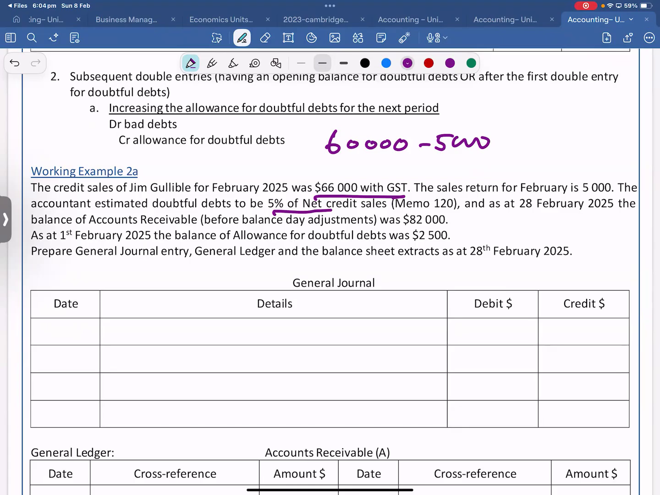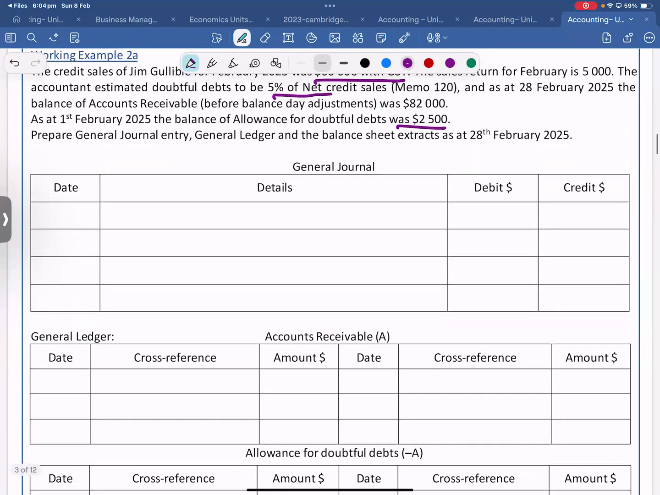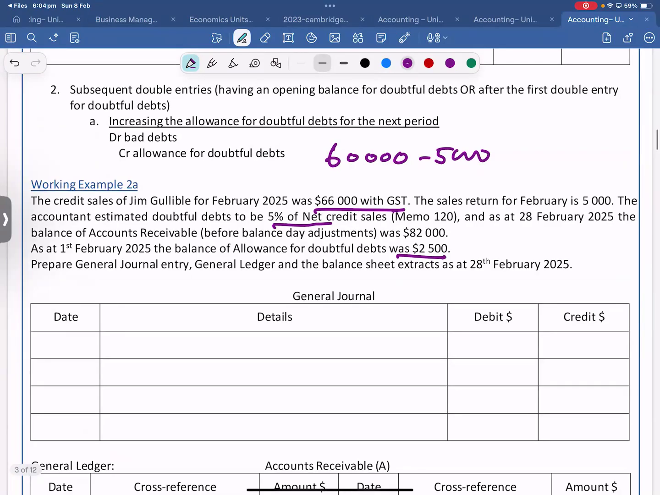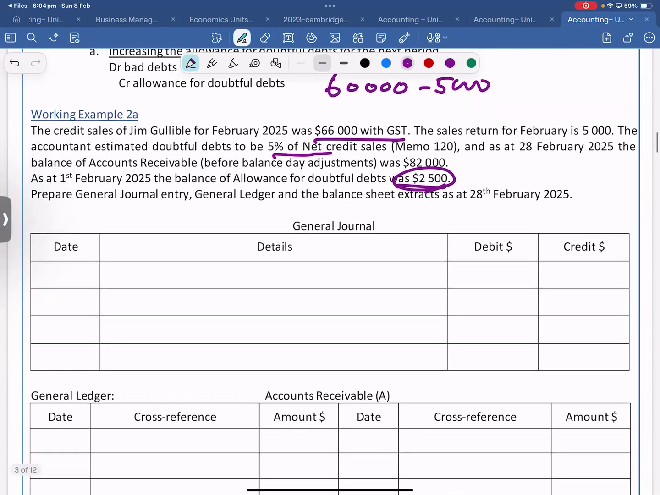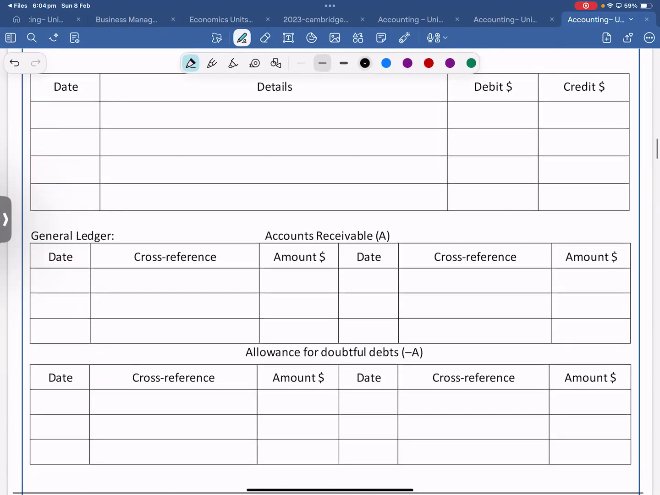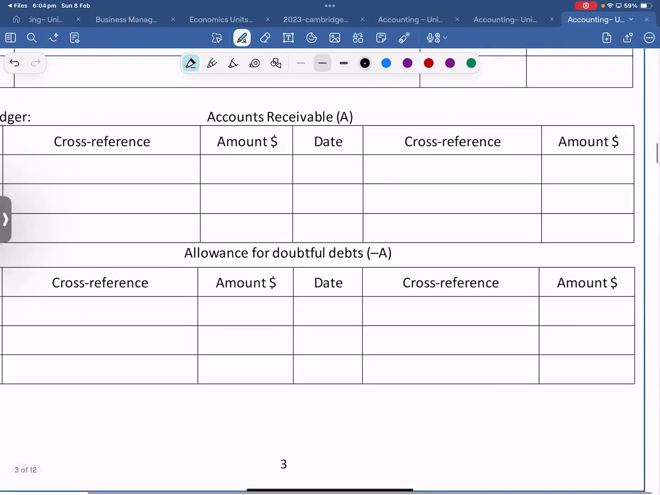As at 1st February 25, the balance of the allowance for doubtful debt was 2,500. That is what we did on January 31st. Yes, it becomes the next time balance. Okay, now shall we update that one first? This 2,500. What do we do, guys? Yeah, we record it. Allowance for doubtful debt. How much? February 1st.